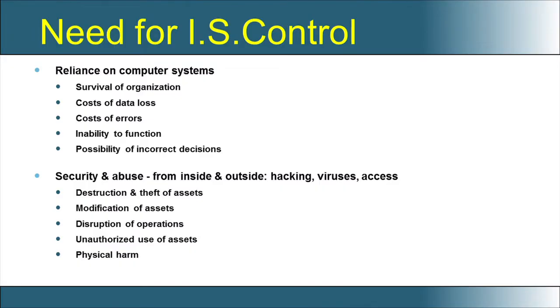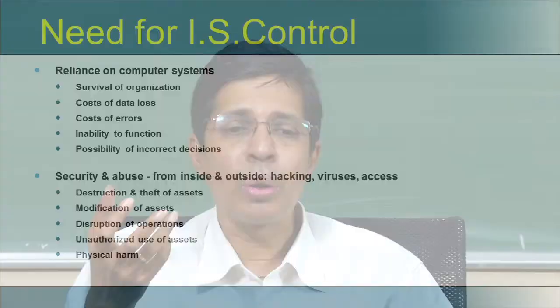And if I don't have proper information control, I will have data loss, and the loss of data is very, very costly. I would have errors. Again, the cost of these errors would be extremely high. And there could be a denial of service, where I cannot even function. Because of wrong data, as I mentioned earlier, the data is used for making business decisions, and if I corrupt the data, then I could possibly make incorrect decisions which can hamper the growth of the organization.